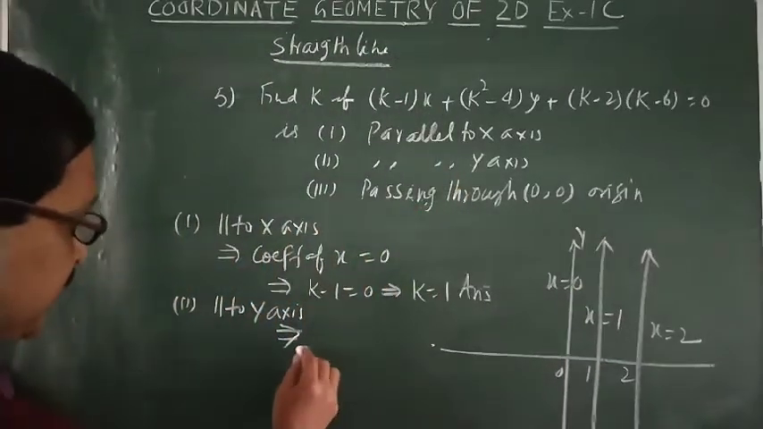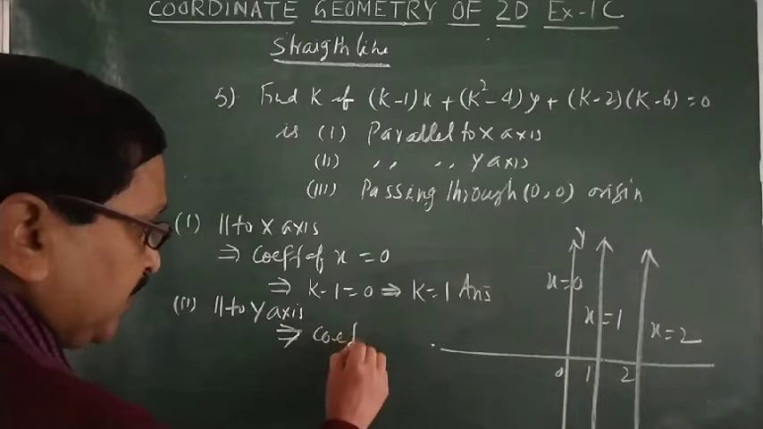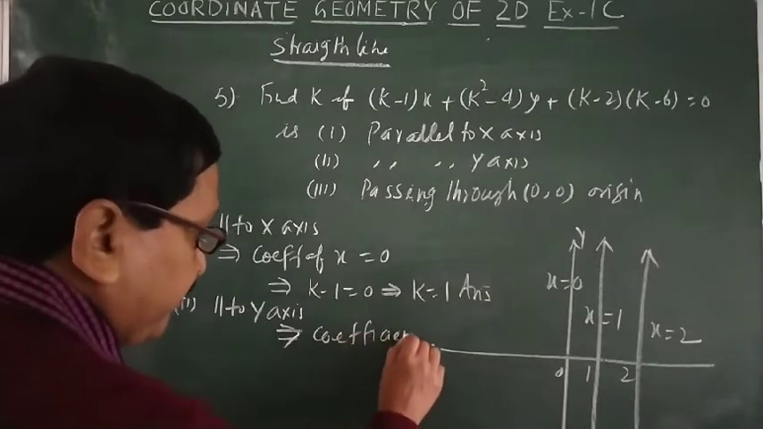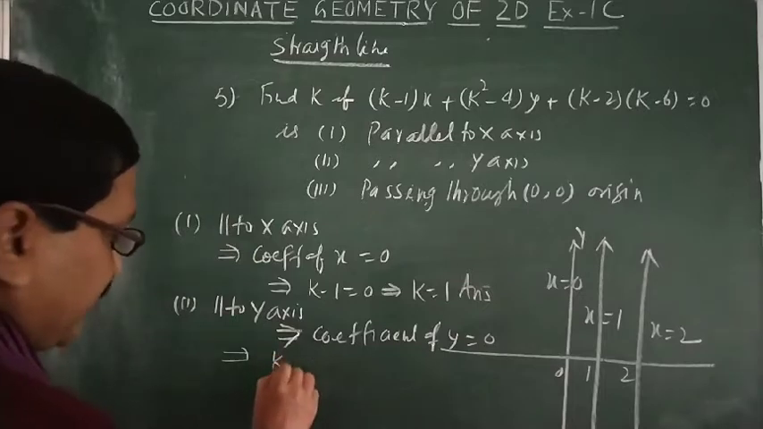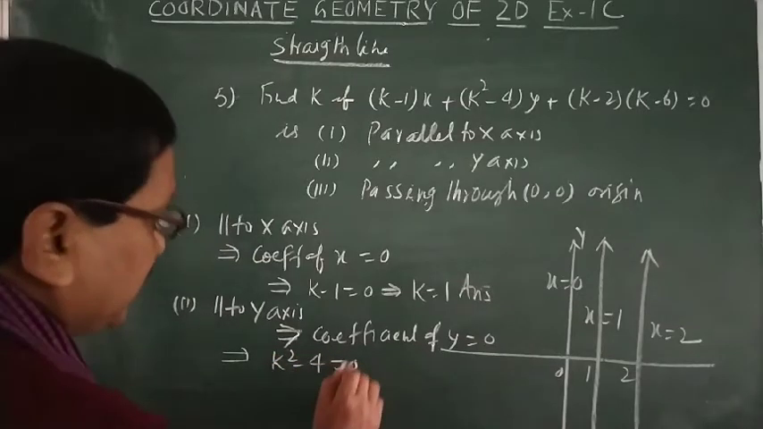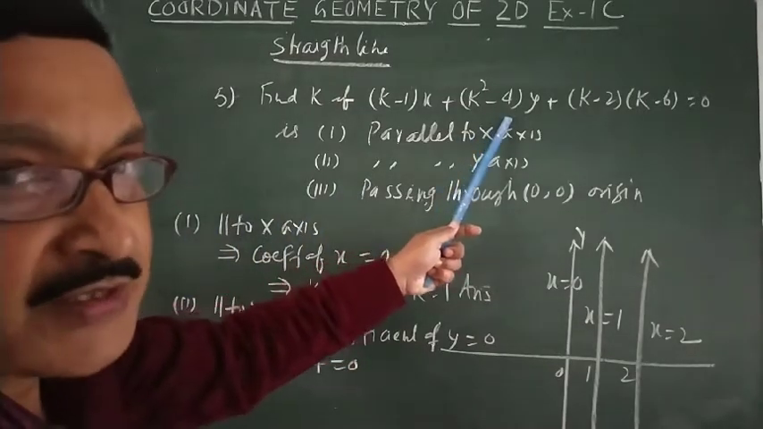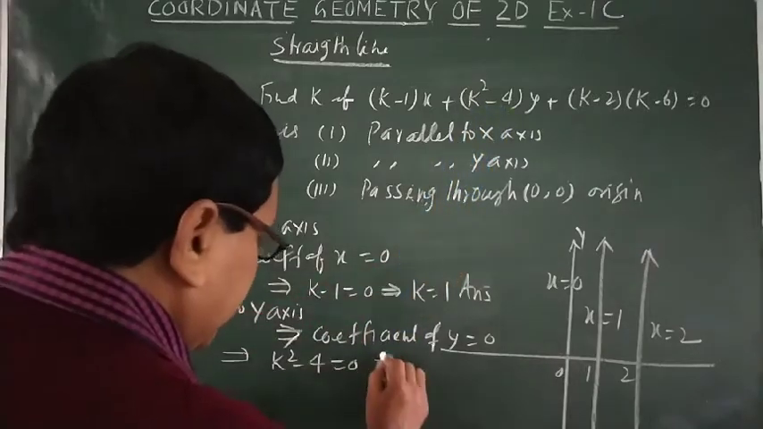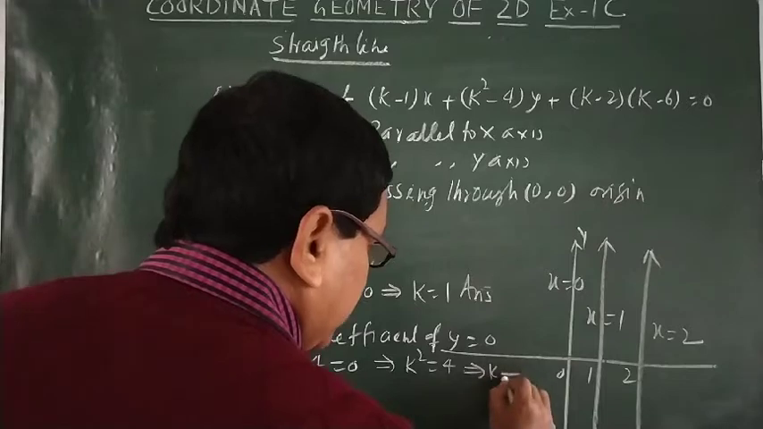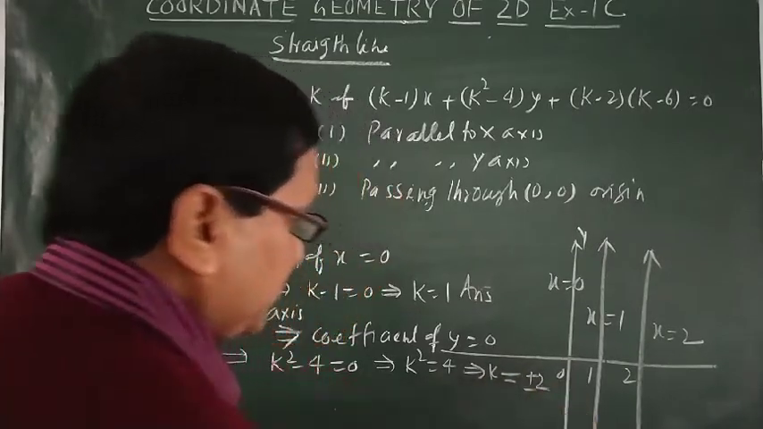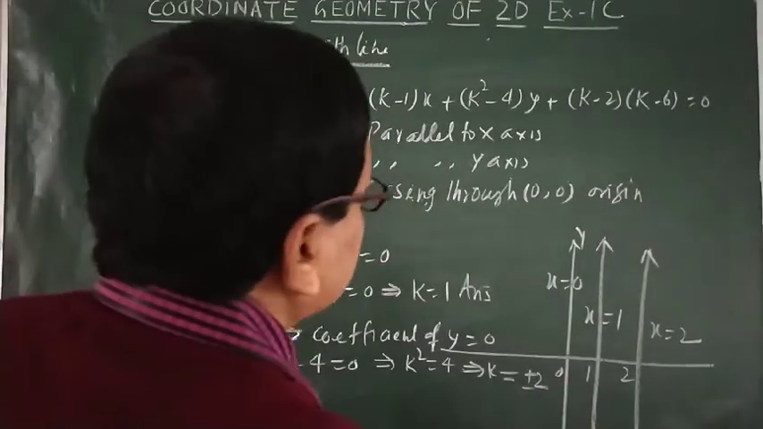Now the coefficient of y is 0. So this implies k square minus 4 is equal to 0. See, the coefficient of y is k square minus 4. So this gives k square equal to 4. So k is equal to plus minus 2. So this is your answer: k is equal to plus minus 2.